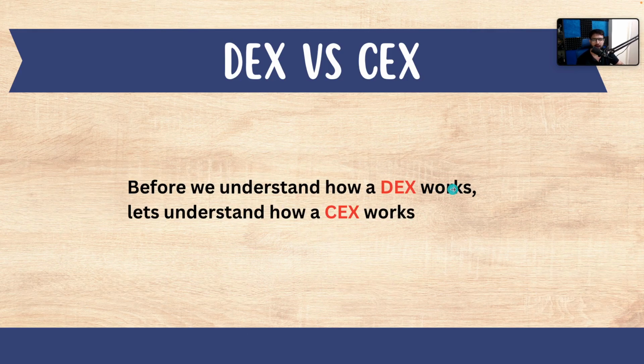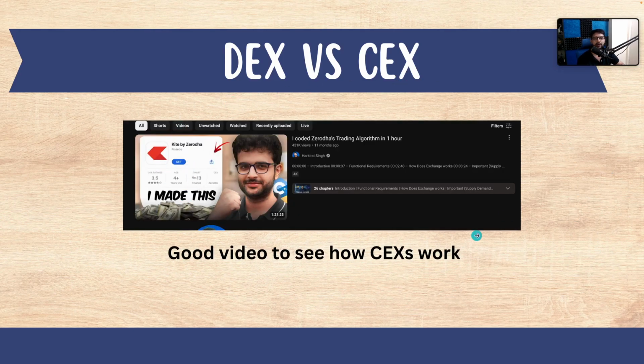Before we understand how a DEX works, we need to understand how a centralized exchange works. This video covers it fairly well. It is not too difficult to build a centralized exchange, but if you want to build one that is extremely fast, then it's a whole different ball game. And then of course you have to understand some algorithms, how to store data, things like these. We have covered this in cohort 2 in fair detail.